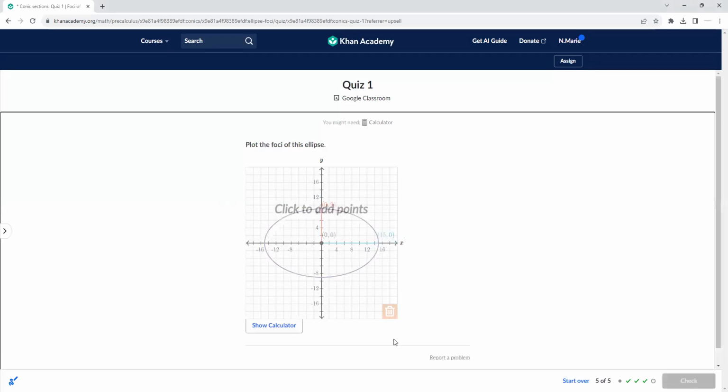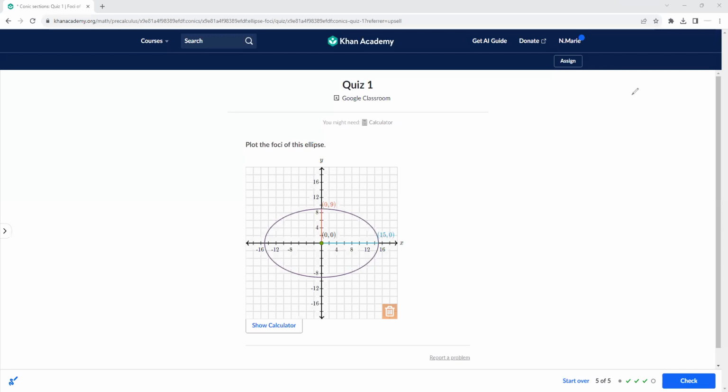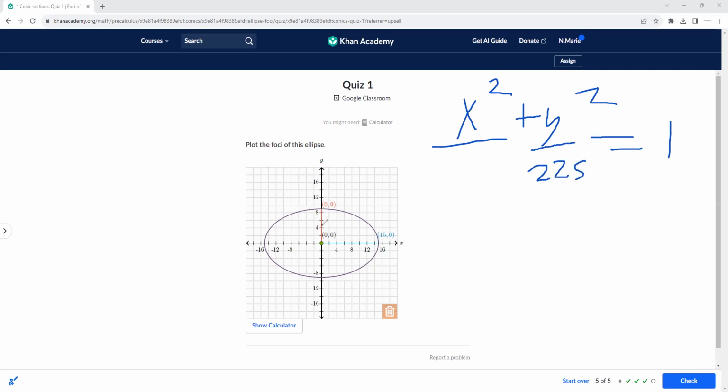Plot the foci of this ellipse. Okay, well, the center is at 0, 0. The major is 15. So let's write the equation of this ellipse first, by just looking at this. This is 15 squared, which is what? 15 squared is 225. This is 9 squared, which is 81.